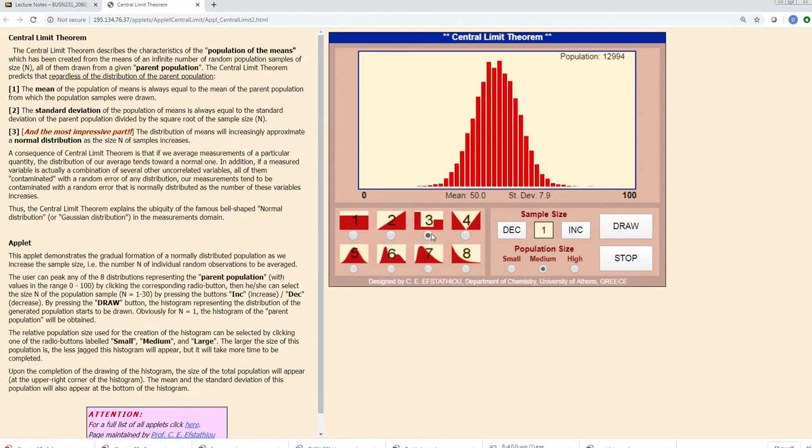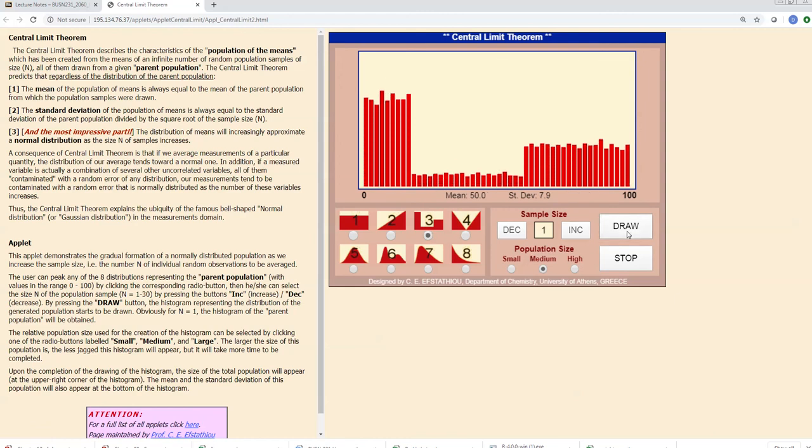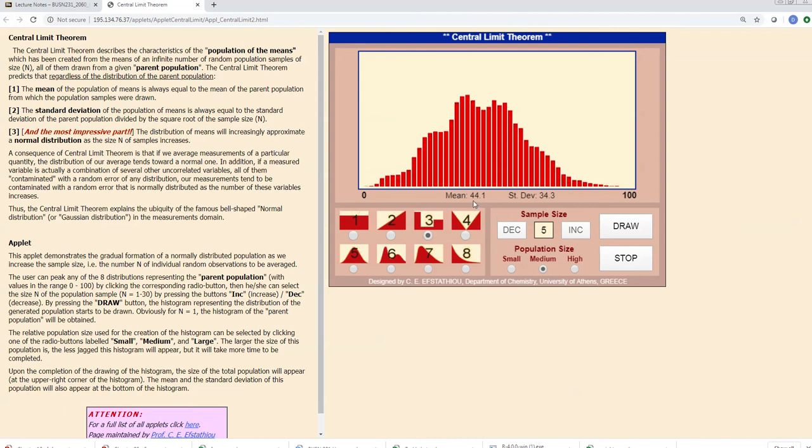So let's do this one, because it's the last one to look at. Here is the population, what it looks like. A very weird bimodal-ish distribution. The mean is 44.1, and 34.3 is sigma. So I increase it to 5. The mean is 44.2, and sigma went down quite a bit. And the shape started to change. You can still see these weird zigzags. So it's not normal yet, but as I increase it to 10, it becomes more normal. Sigma went down and the mean is about the same.